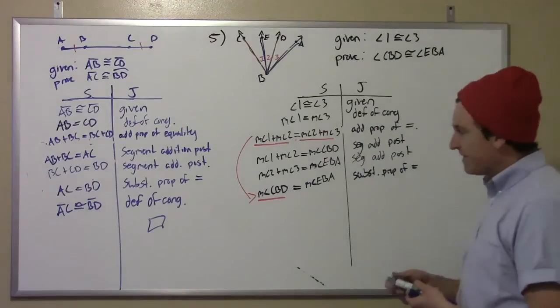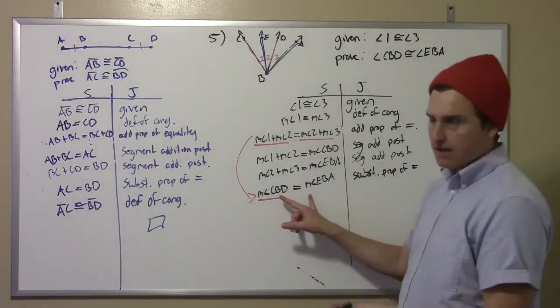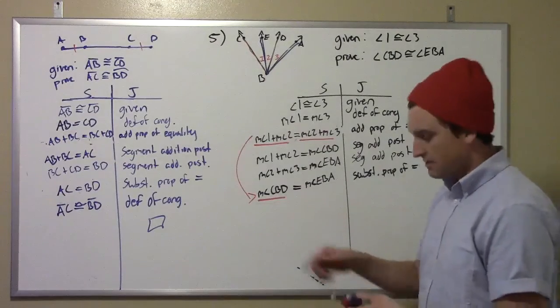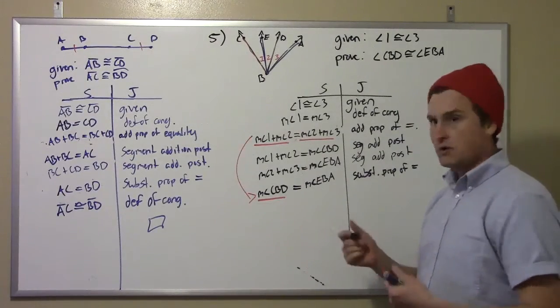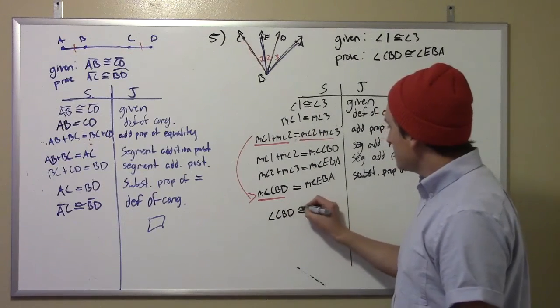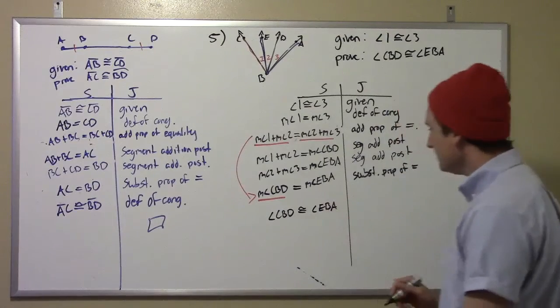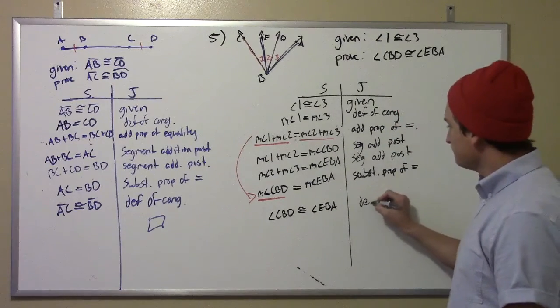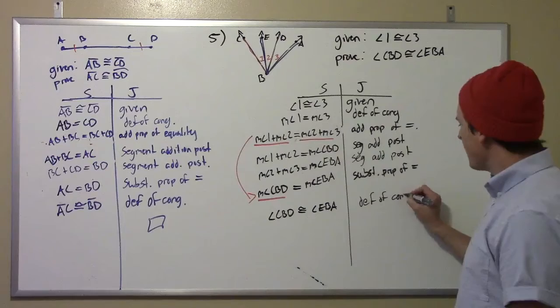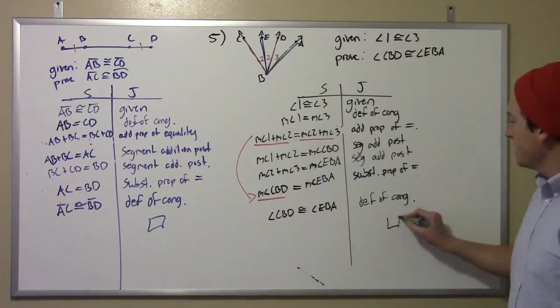Okay, and then the last step is, hold on, if two angles have the same measurement, then they must be congruent. So now we can say angle CBD is congruent to angle EBA. Definition of congruence. Definition of angle congruence more specifically, but we're okay with that.